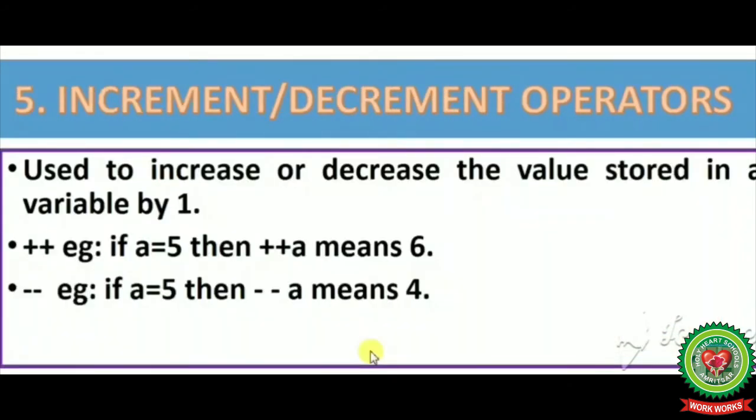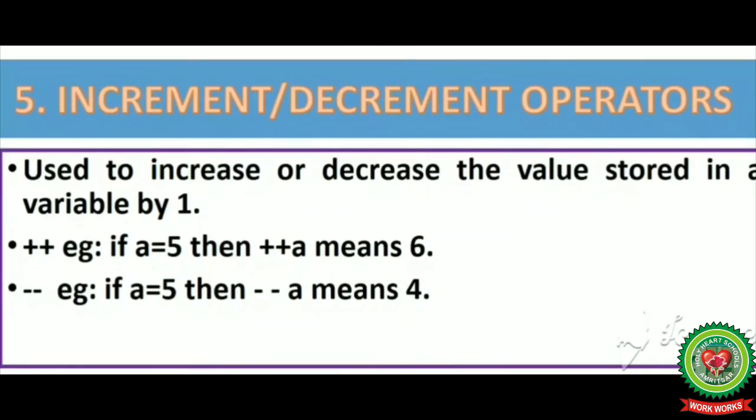The next category of operators, number 5, we are having increment or decrement operators, used to increase or decrease the value stored in a variable by 1. Increment means used to increase the value and decrement means used to decrease the value. They are also of 2 types. For example, ++, that is increment. Example, if a is equal to 5, then ++a means 6. Means if we write ++a, so 5 plus 1, 6.